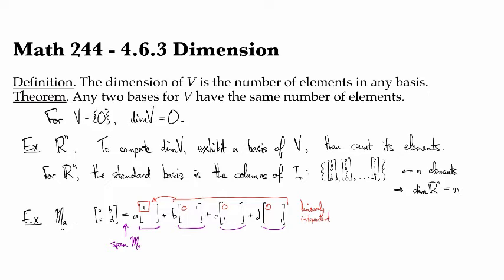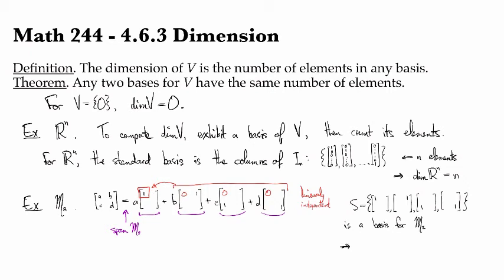Okay, so putting that together, we've located a basis, and once you've verified that this is a basis, then you can conclude that the dimension of M2 is 4, because there are 4 things in the basis.